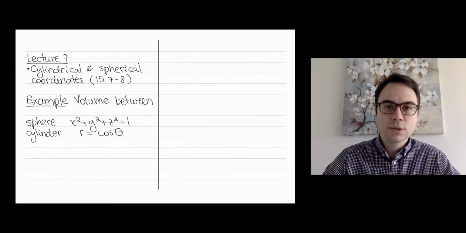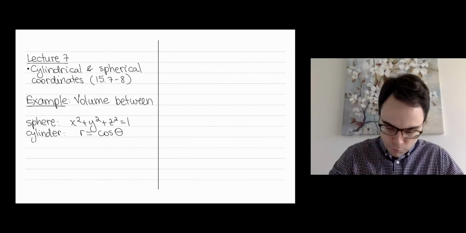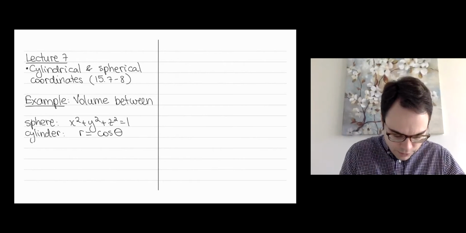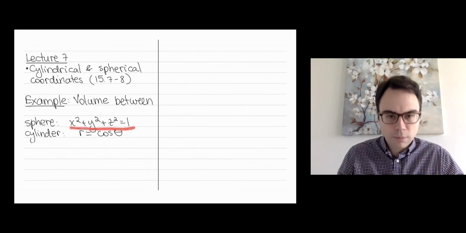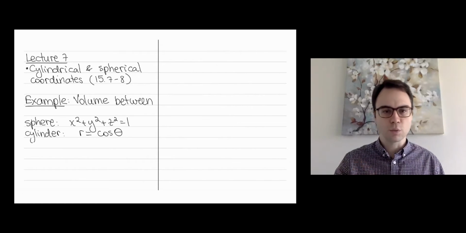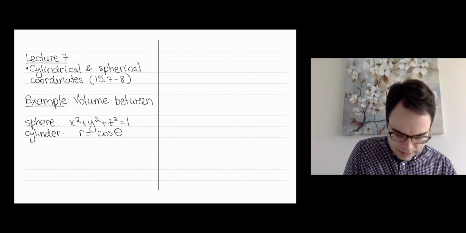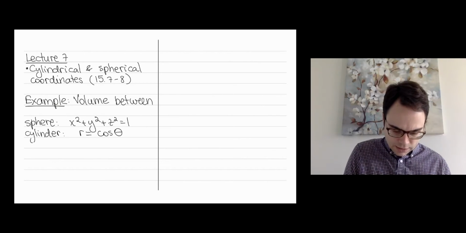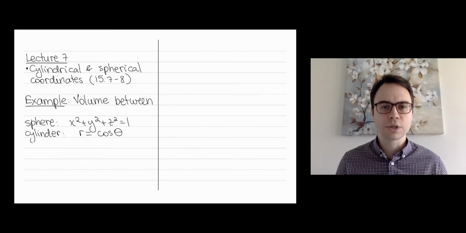The first problem is to compute the volume between two shapes: this sphere, the sphere with the equation you see there, that's the standard sphere, radius 1 about the origin. And the other shape is the cylinder with the equation r equals cosine theta.